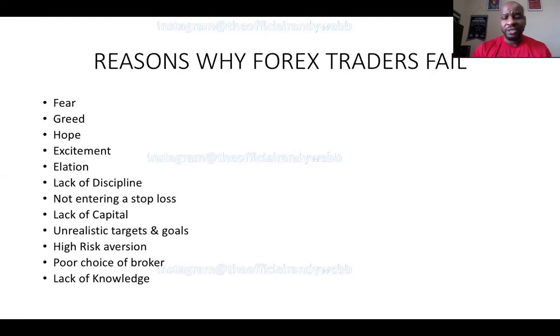Then unrealistic targets and goals, high risk aversion, poor choice of brokers. So your brokers have high spreads and things of that sort, so you're not really profiting because you're getting the commissions knocked out of you from your broker. Just make sure that you understand this. And then one that we can really fix: at the end of the day, everything comes down to your lack of knowledge.